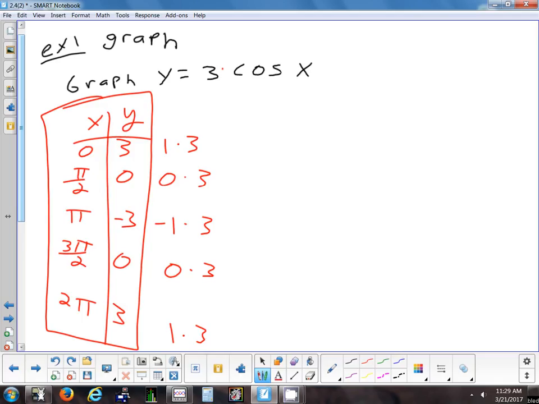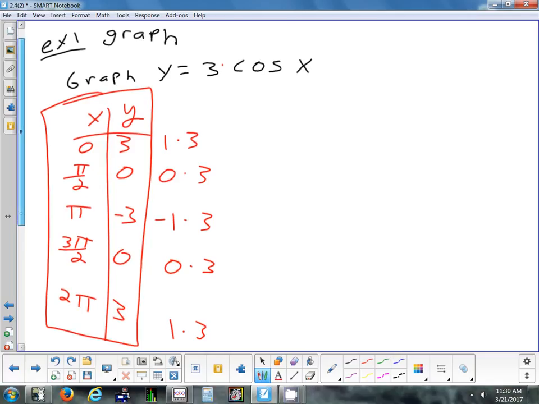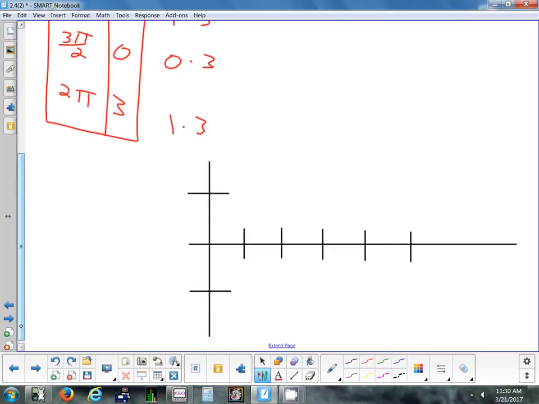Okay, so I've got my table. 5 points for the x's, 5 points for the y. So you get 10 points for everything in that table. Any questions on how we did the table? All right, so the last thing we have to do is make a graph.